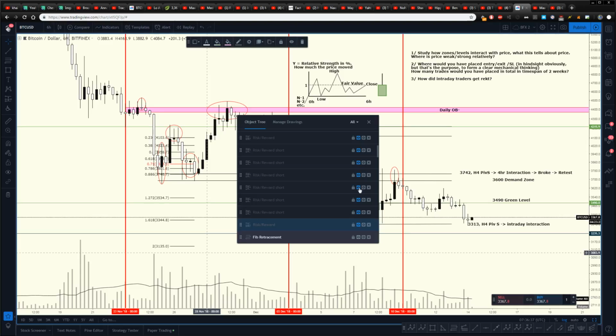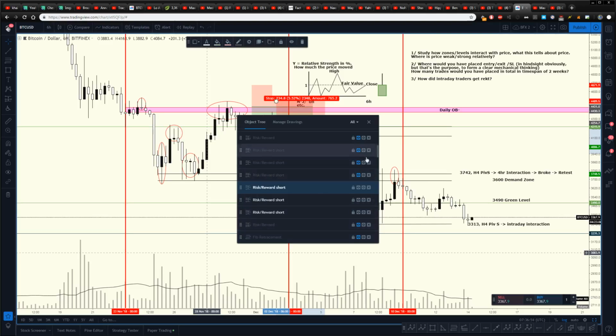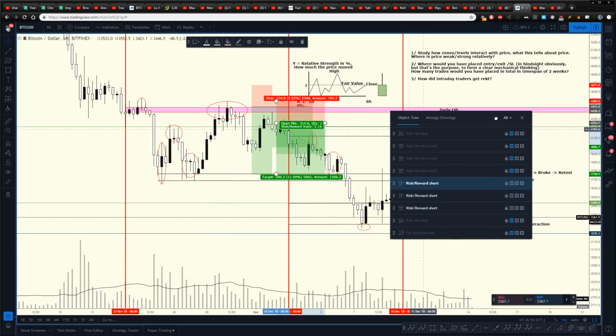The short trades. I don't really know what's happening, because somehow if I try to adjust things, it starts to freeze up or something. Pretty weird. Okay.